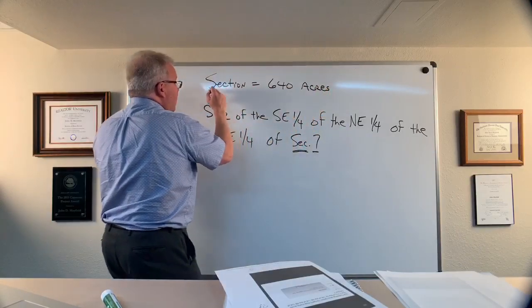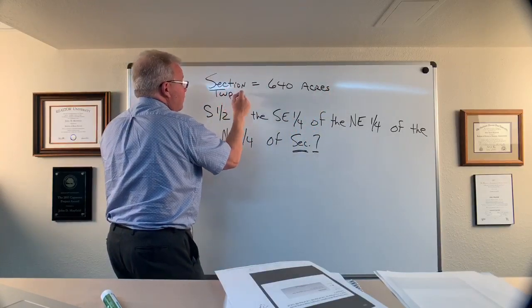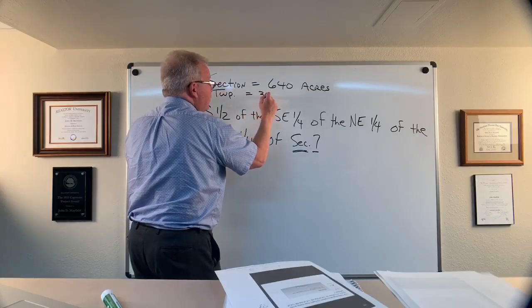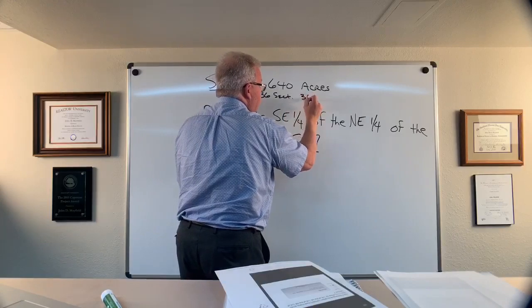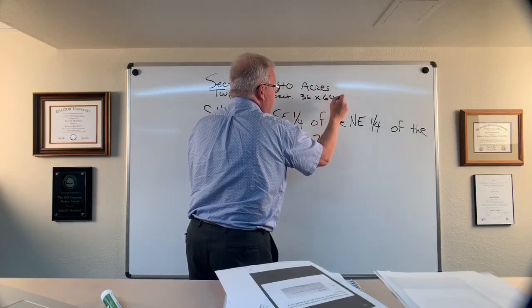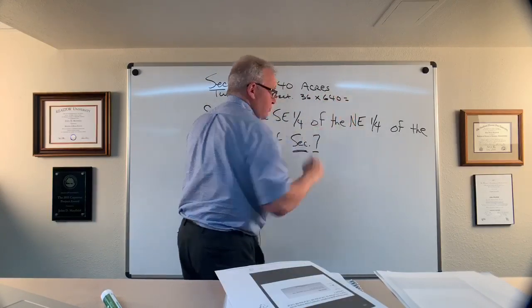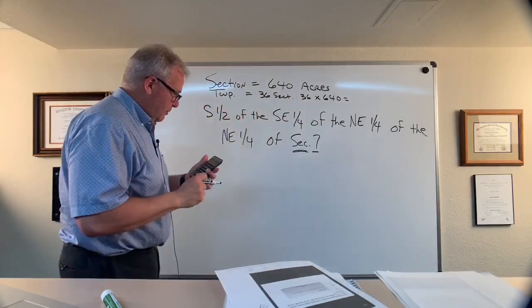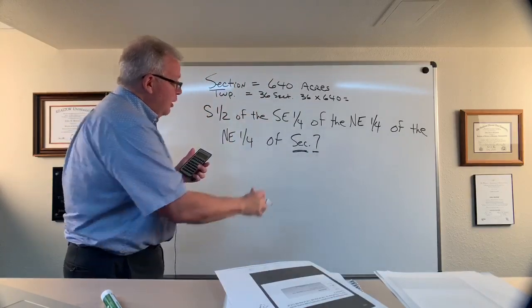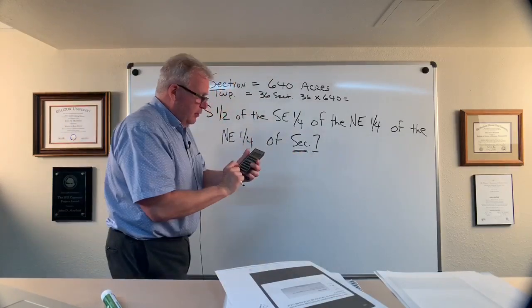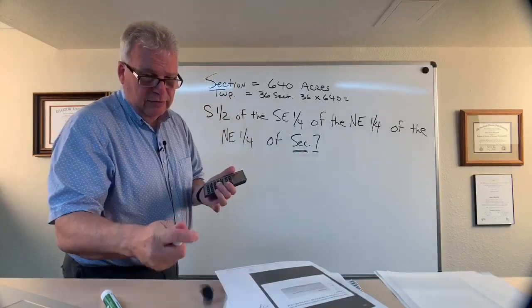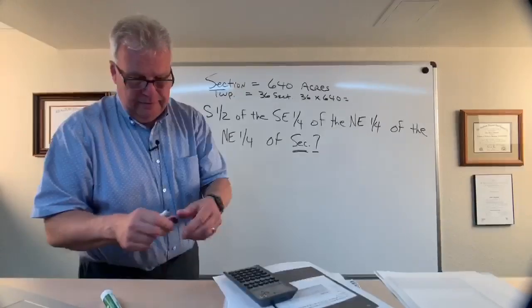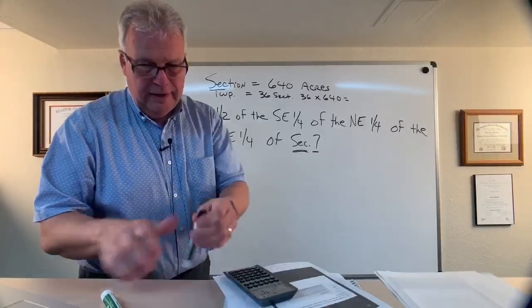We also learned in the last problem that a township equals 36 sections. So that would be 36 times 640, right? Which was, I think, 21,000 and something, but anyway. So put 640 in your calculator. And then we have 640 in our calculator.